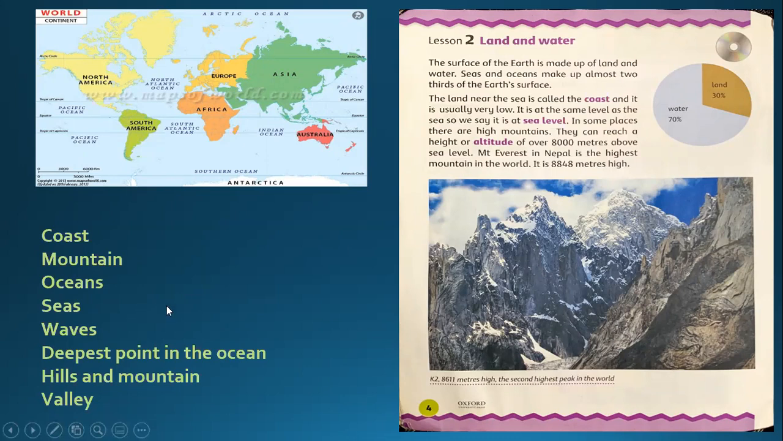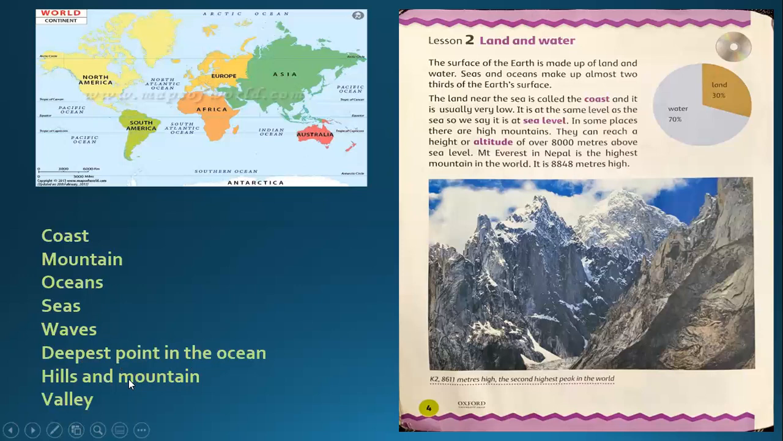Now we learn about the difference between the oceans and the seas: the larger area of water is the ocean and the smaller area is called a sea. The water in the seas and the oceans always moves about. There are waves, and these are called currents. Then we saw that the deepest point in the ocean is the Mariana Trench.